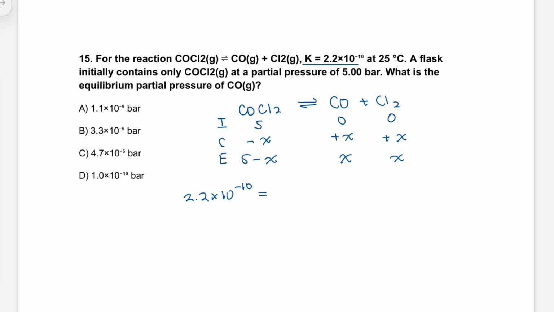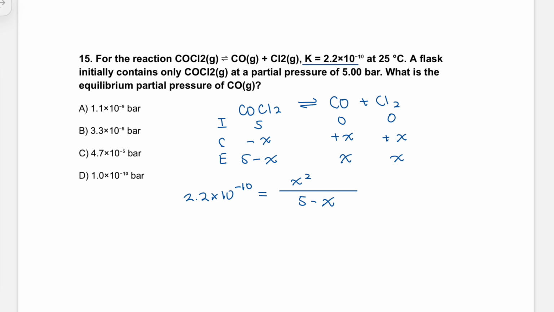And then this will be x squared. Remember, it's products over reactants. And this x squared comes from the equilibrium pressure of CO and the equilibrium pressure of Cl2. And they're both x, and so we just make it x squared. And then underneath we have 5 minus x. And then all we have to do is solve for x now.